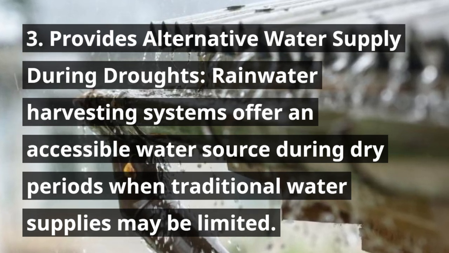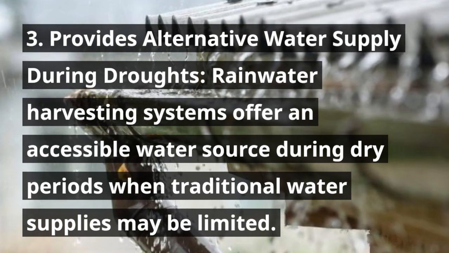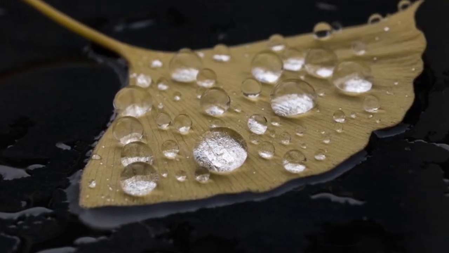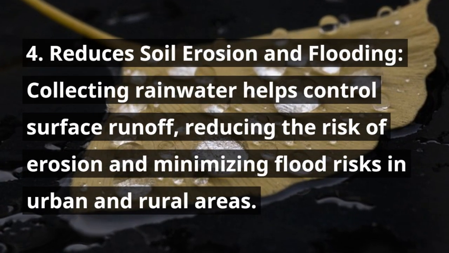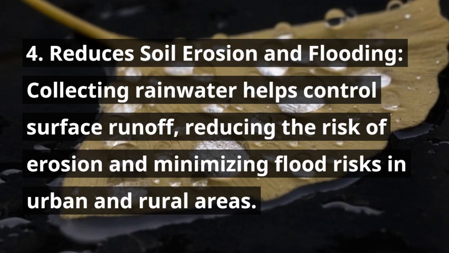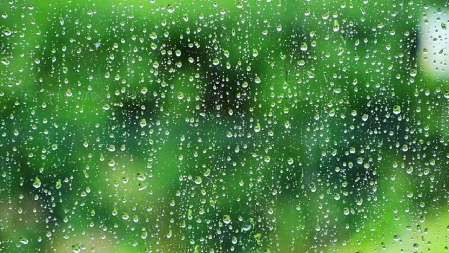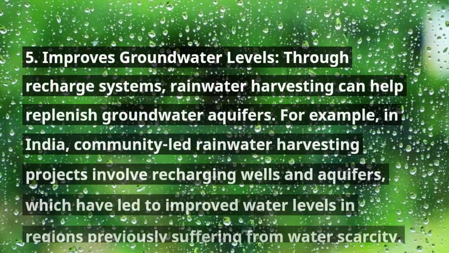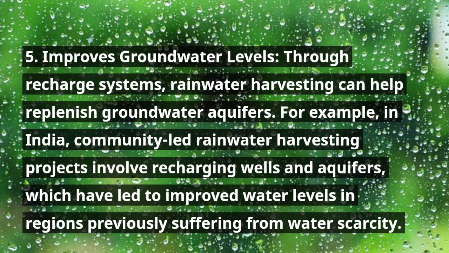3. Provides alternative water supply during droughts. Rainwater harvesting systems offer an accessible water source during dry periods when traditional water supplies may be limited. 4. Reduces soil erosion and flooding. Collecting rainwater helps control surface runoff, reducing the risk of erosion and minimizing flood risks in urban and rural areas. 5. Improves groundwater levels. Through recharge systems, rainwater harvesting can help replenish groundwater aquifers.